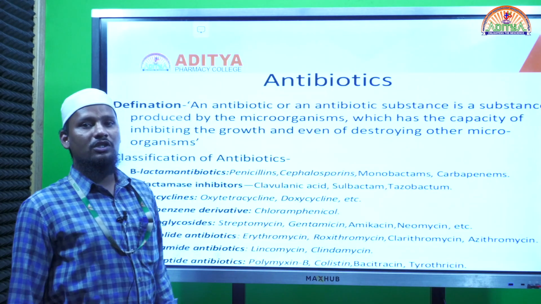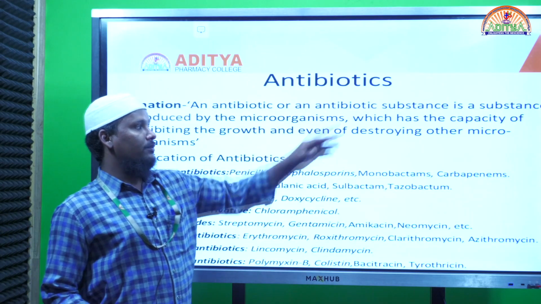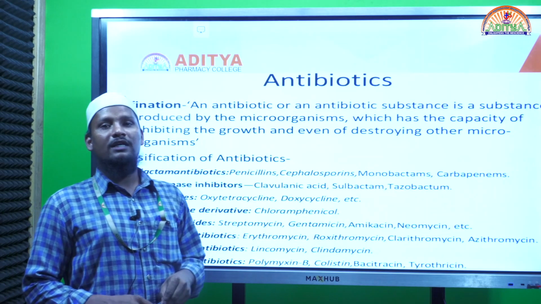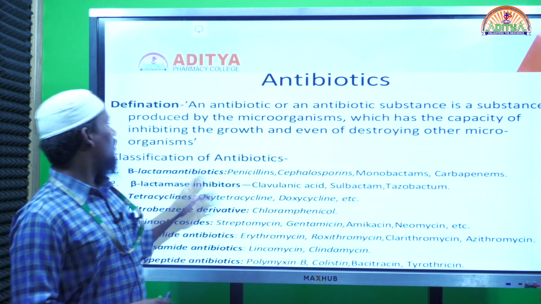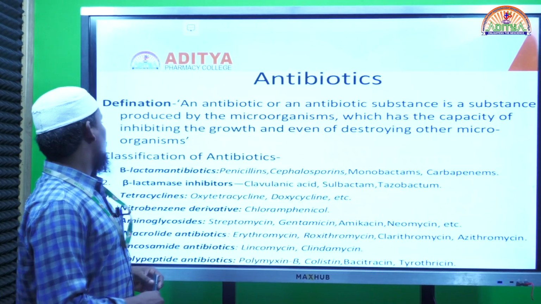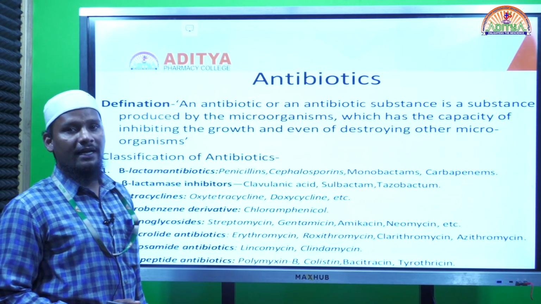So when coming to the definition of antibiotics, an antibiotic or an antibiotic substance is a substance produced by a microorganism which has the capacity of killing or inhibiting the growth of a microorganism. Okay. So when coming to the classification of antibiotics, there are various classes in the antibiotics.